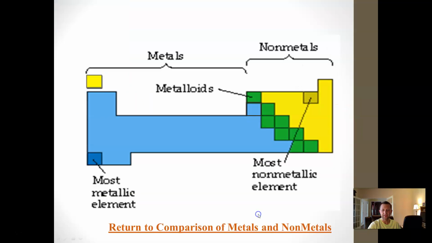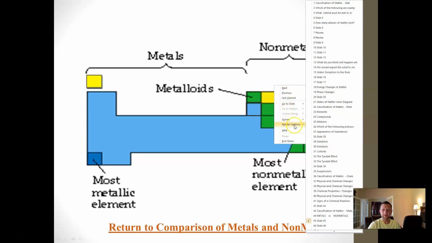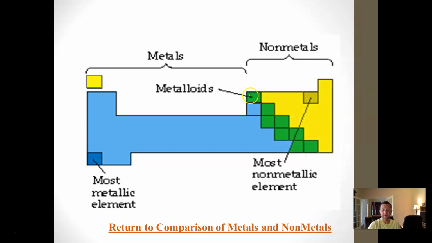Okay, so here's where our staircase is. The next slide has a better view of how that looks. But the staircase on your periodic table kind of goes here. All right. Any element touching that staircase, and by touching I mean has a whole side on it, is going to be something called a metalloid. All right. So we'll get to that in a second.